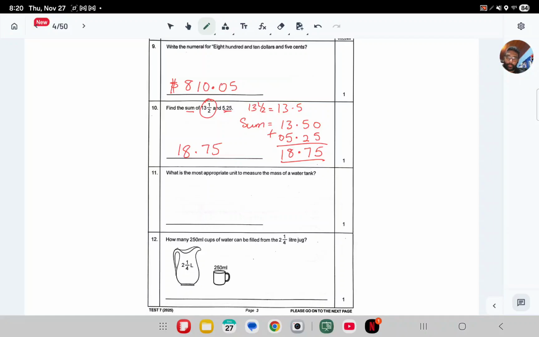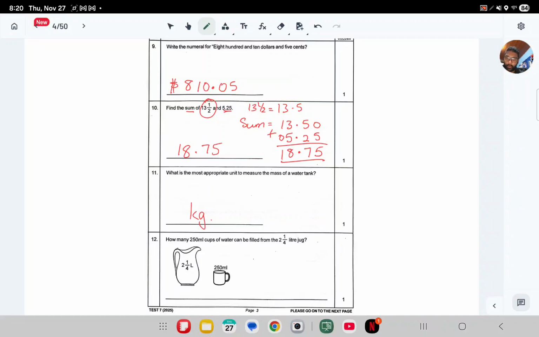What is the most appropriate unit to measure the mass of a water tank? The mass, the weight, not the quantity of liquid in the tanker, but the mass of it, how heavy it is. Alright. And so therefore we'd use the kilograms.